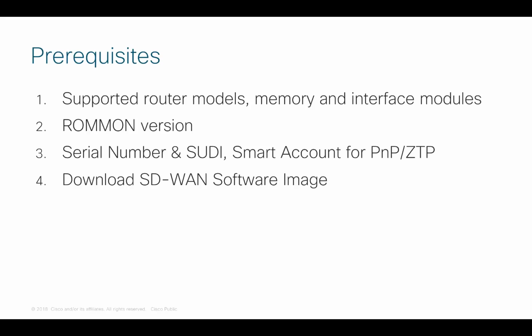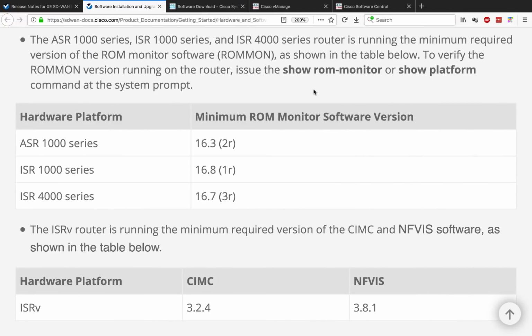Last question on that topic is about ROMMON version. Which version do you recommend for SD-WAN? Well, we recommend that you use the latest version of ROMMON for your particular platform. What you can do is simply head over to sdwan-docs.cisco.com, where you will get a list of the minimum supported ROMMON versions for each platform.